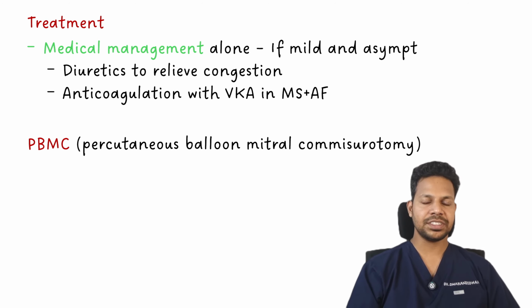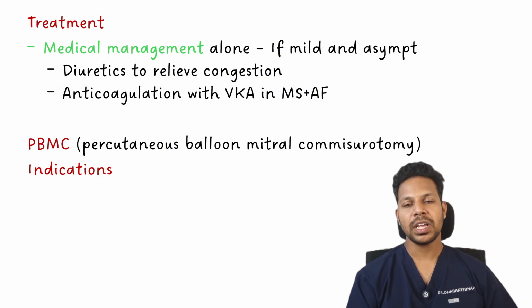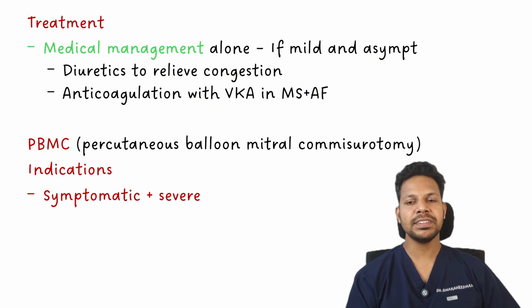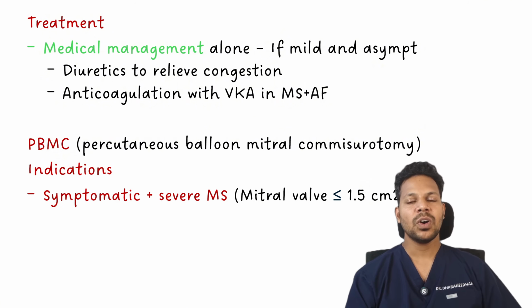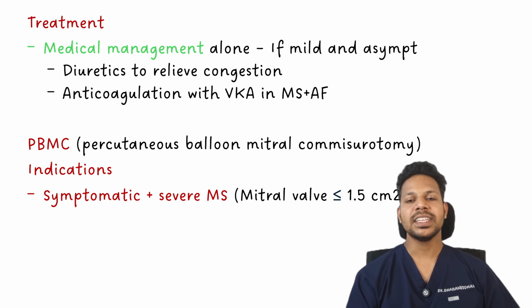And what are the indications? The indications to do the percutaneous balloon mitral commissurotomy, starting with number one, if the patient is symptomatic plus severe MS. Severe MS means on doing an echocardiography, you can appreciate the mitral valve area. If the area is less than 1.5 centimeter square, then it is an indication to undergo PBMC.